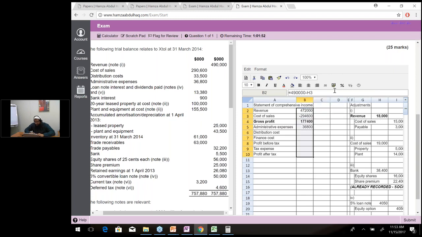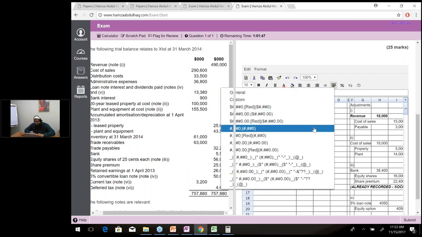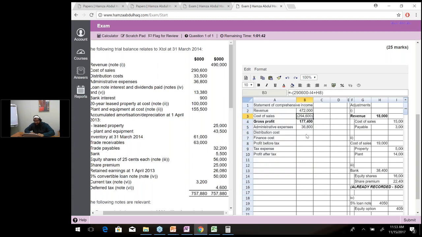And in preparing the income statement, we can use a different format which can be selected from over here. So this will actually convert the negative values into brackets so that it looks more like an income statement. But these are all part of the formatting, which is not necessary in the exam. So the administrative expenses is negative 3,600, distribution cost is negative 3,500. I'm making this cost of sales bold.